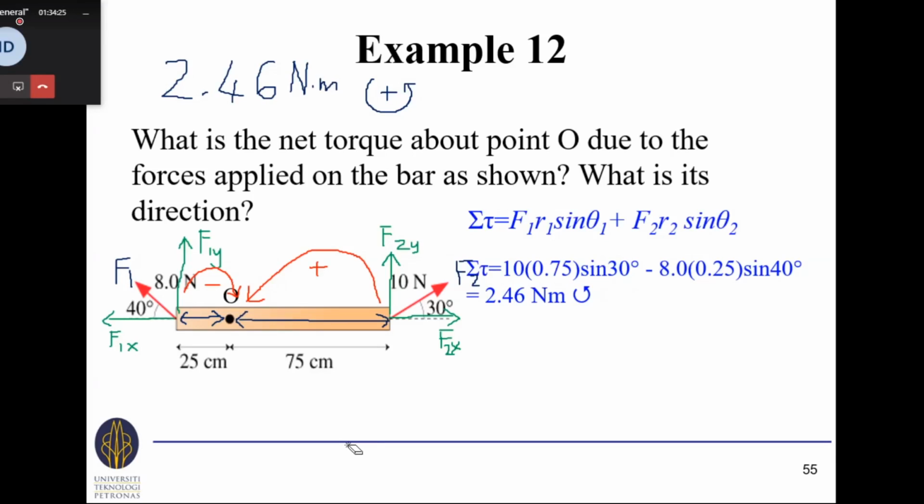Wait, Miss. So we don't use F2y, we just take the force that is given. But only part of the force will contribute to the rotational motion. Meaning in 10 Newton, not all 10 Newton will do the rotational motion. Only 10 sine 30 will do the rotational motion. So if I were to use F2y, my sine would be sine 90 degrees. Correct. Okay, that's why I kept getting it wrong. Okay, big brain.